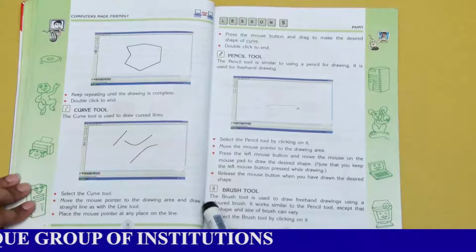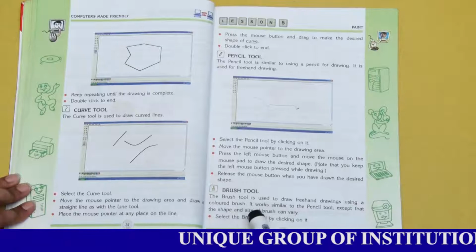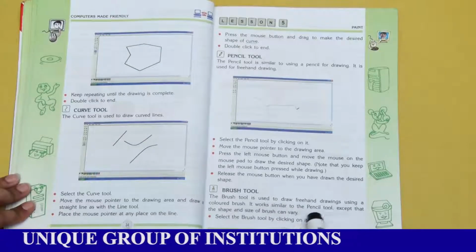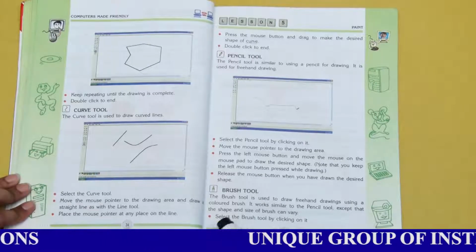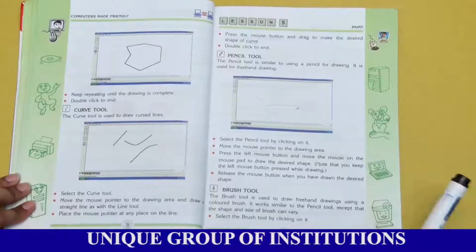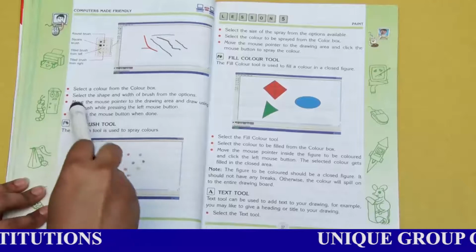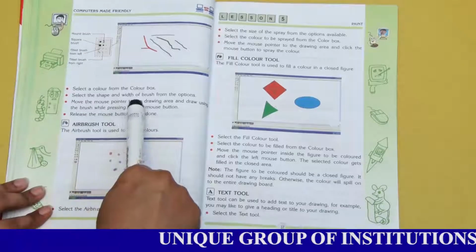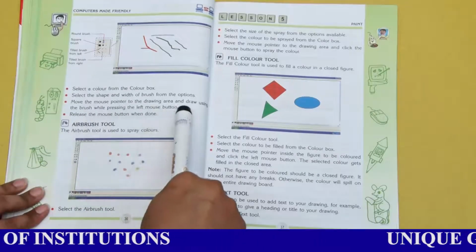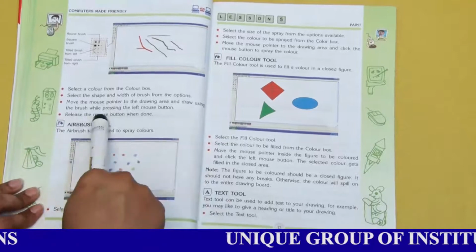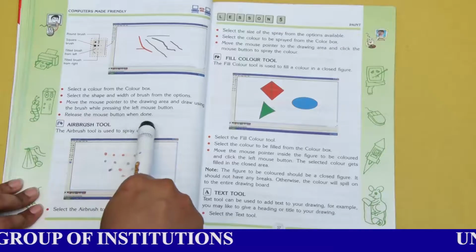Brush tool. The brush tool is used to draw freehand drawing using a colored brush. It works similar to the pencil tool except the shape and size of the brush can vary. Select the brush tool by clicking on it. When we use the brush tool, we can make pictures like these. Select a color from the color box, select the shape and width of brush from the options. Move the mouse pointer to the drawing area and draw using the brush while pressing the left mouse button. Release the mouse button when done.